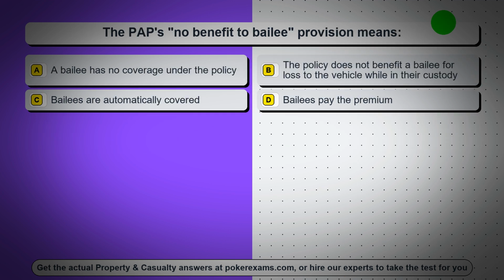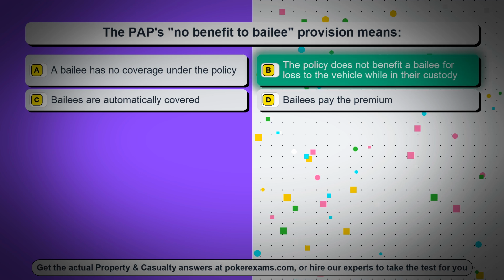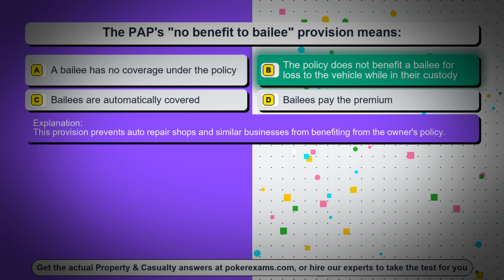Question 63. The PAP's no benefit to bailee provision means, option A, a bailee has no coverage under the policy, option B, the policy does not benefit a bailee for loss to the vehicle while in their custody, option C, bailees are automatically covered, option D, bailees pay the premium. The correct answer is option B, the policy does not benefit a bailee for loss to the vehicle while in their custody. This provision prevents auto repair shops and similar businesses from benefiting from the owner's policy.